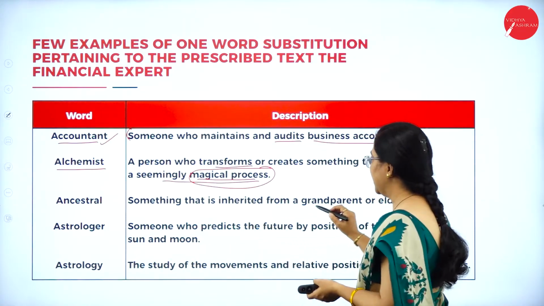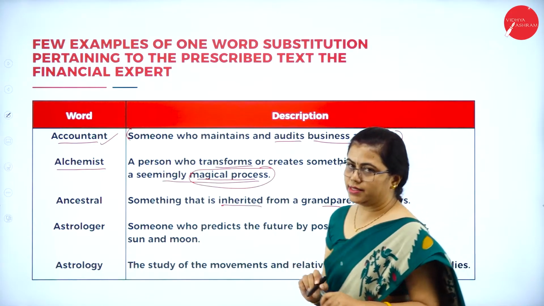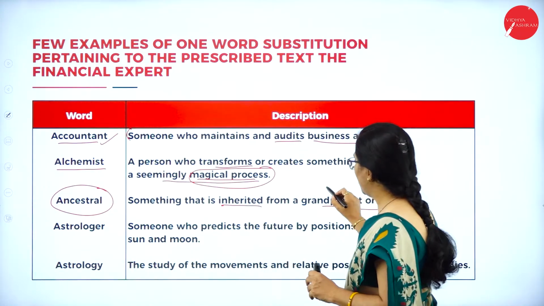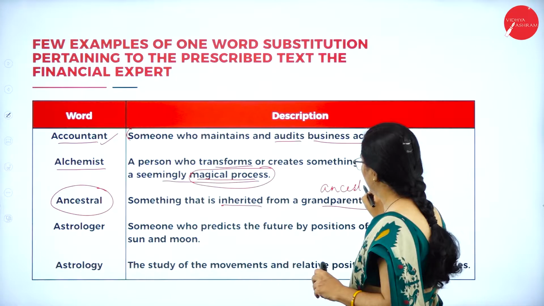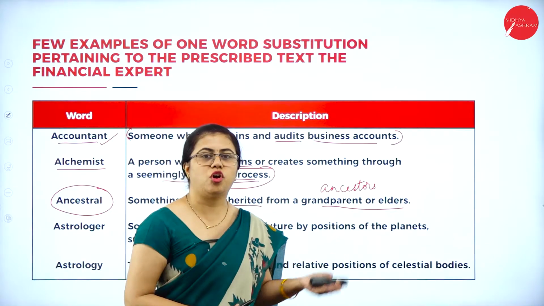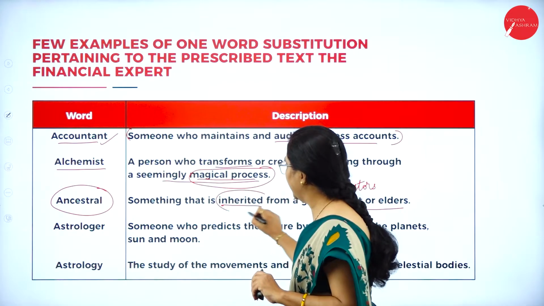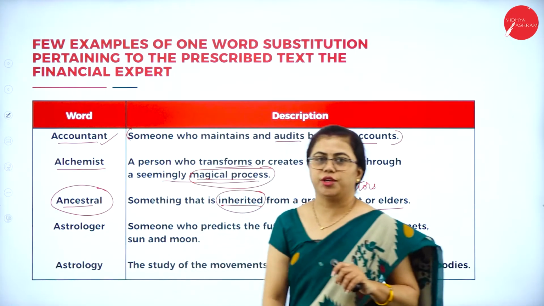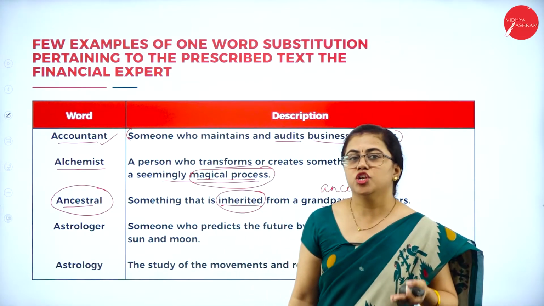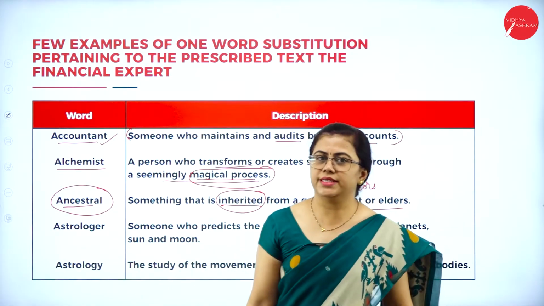Next, something that is inherited. Inherited, you can keep in mind, from grandparents or elders. So that is ancestral. Grandparents or elders are called ancestors, and the property that is inherited from them is called ancestral property. So when the word inherited comes, it is ancestral. Here Balu actually asks for ancestral property from his father Margaya. So it is in that context. A simple sentence you can make: we have huge ancestral property.